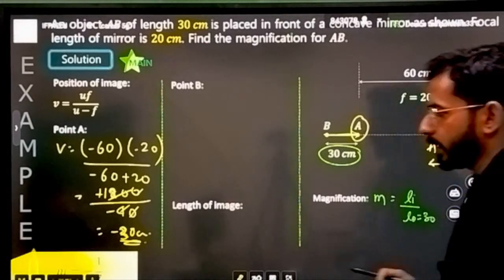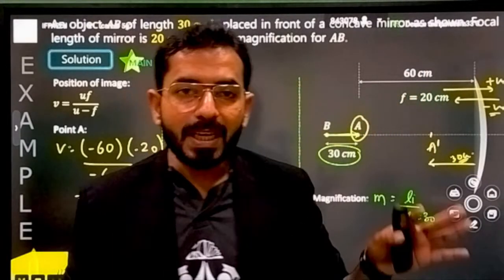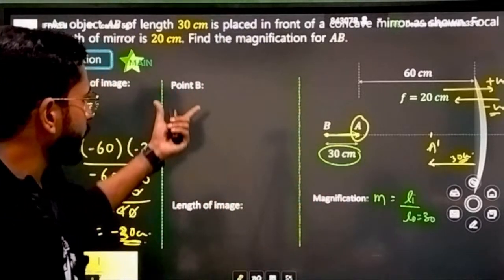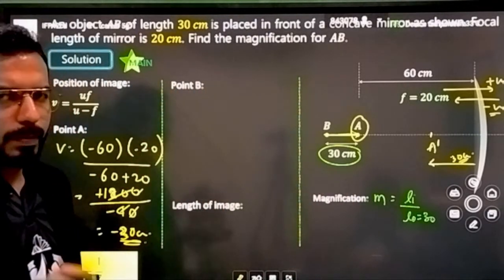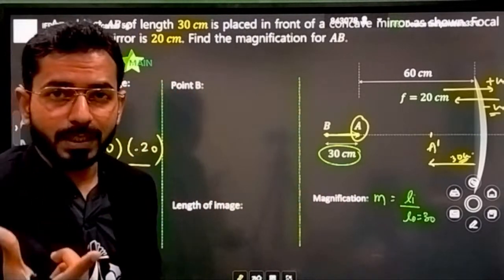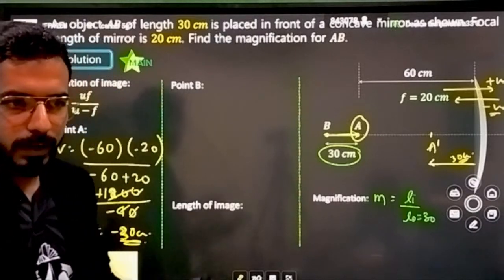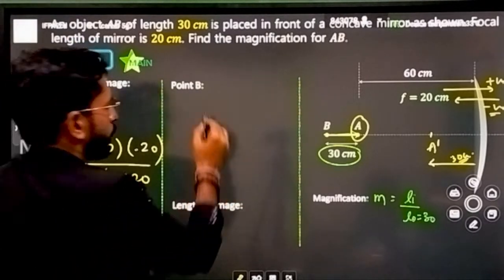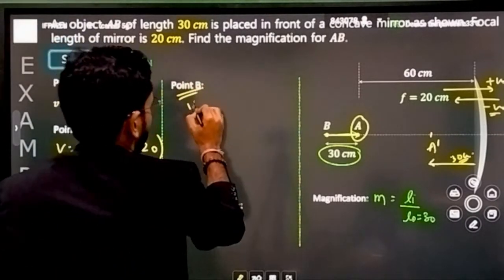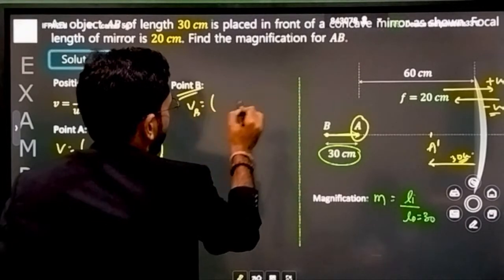Now let's see what comes for point B, where the image of point B is lying. And can you say, if I take the difference after that, I will be having the length of image. Correct? So for point B, let's calculate what will be the image distance.